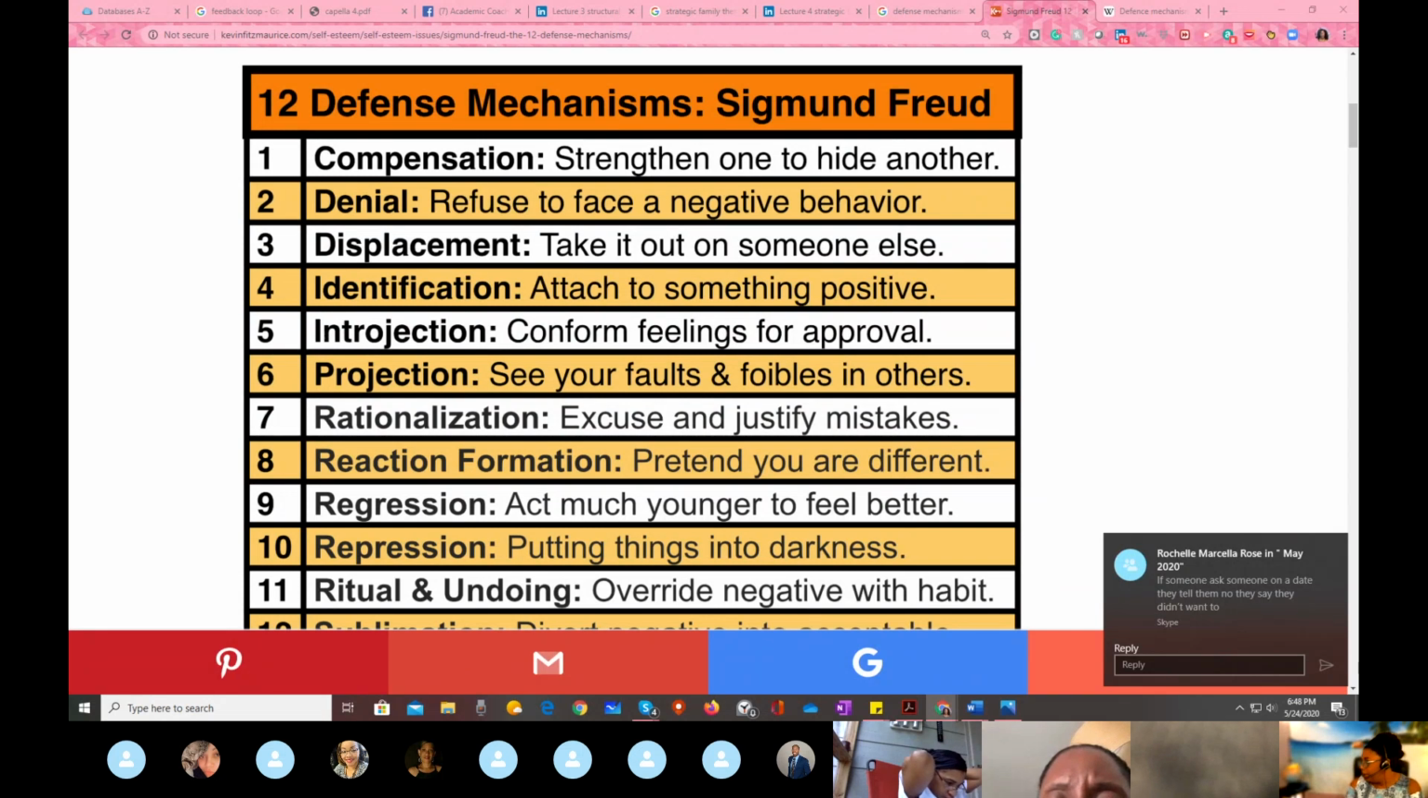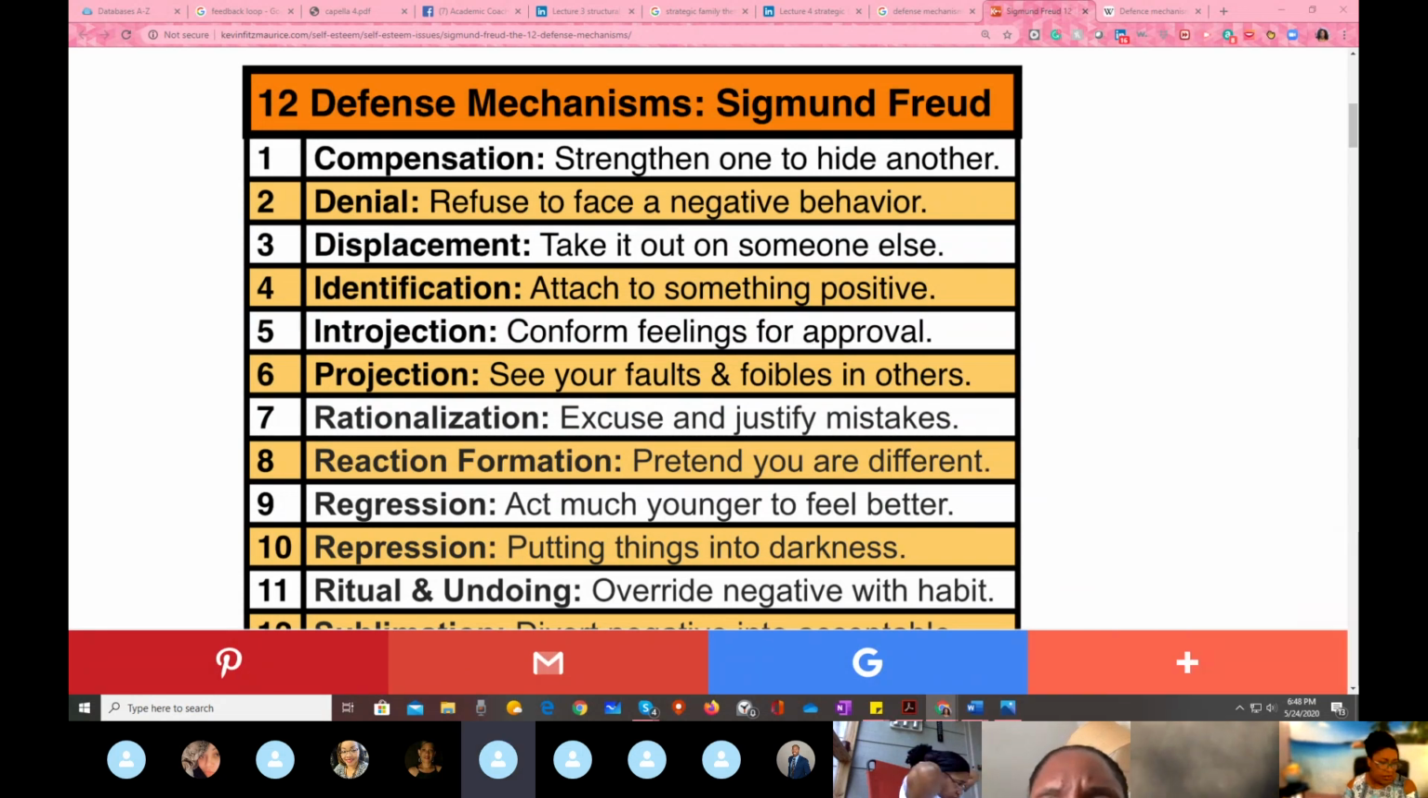Exactly. Let me go back and see that last one. Try to see what somebody else just said. Okay, I'll come back to that. I was going to address something, but yeah, rationalization is a reason why I did what I did. I'm making sense to me of why this happened, or I'm explaining to you why this happened.